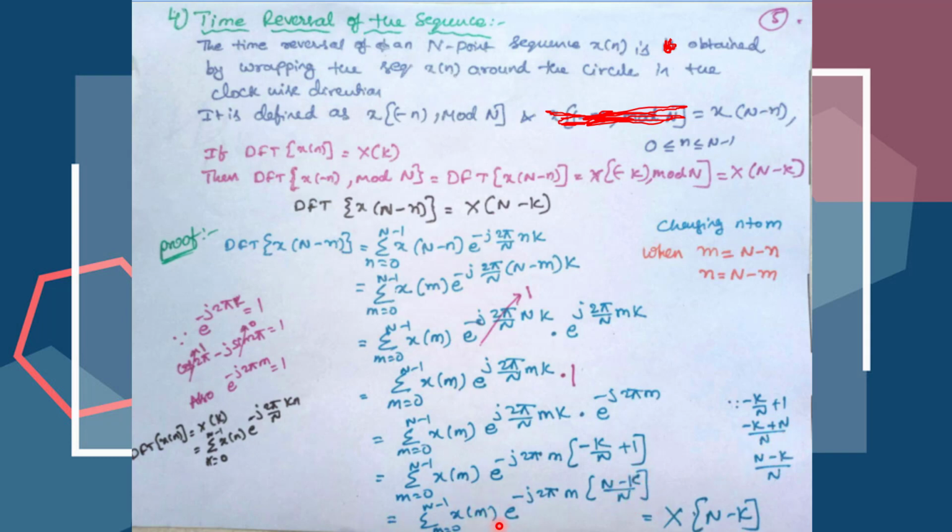So this is like the discrete Fourier transform of x of m. Summation of x of m e power minus j 2 pi by n into n minus k can be written as x of n minus k. Hence it is proved. DFT of x of n minus m can be written as x of n minus k.